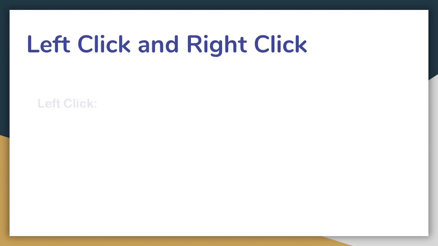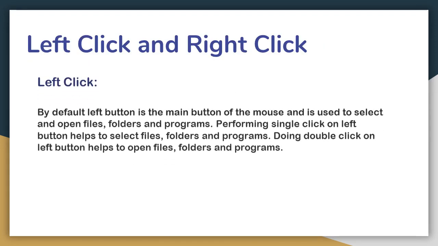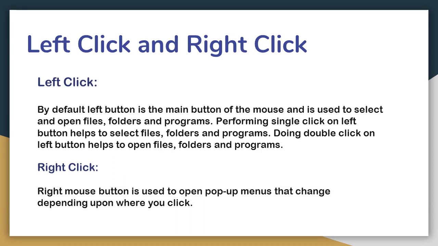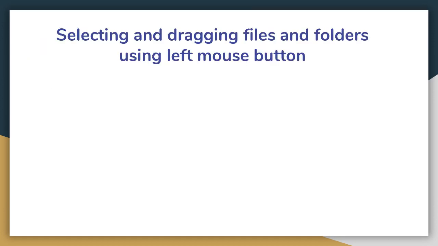Left click and right click. Left click. By default, left button is the main button of the mouse and is used to select and open files, folders, and programs. Performing single click on left button helps to select files, folders, and programs. Doing double click on left button helps to open files, folders, and programs. Right click. Right mouse button is used to open pop-up menus that change depending upon where you click.